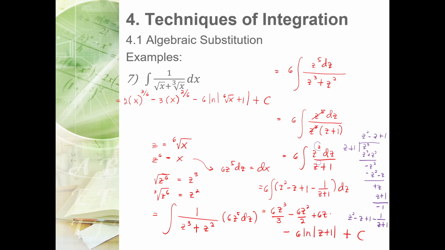Since the expressions can be simplified even further, 3 over 6, that's 1 half. So that's 2 square root of x. 2 over 6, that's 1/3. So 3 cube root of x minus 6 ln of 6 root of x plus 1 plus c. So this one is your final answer.